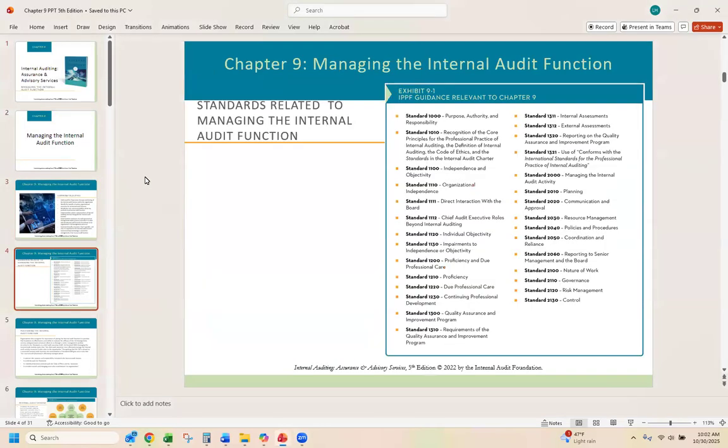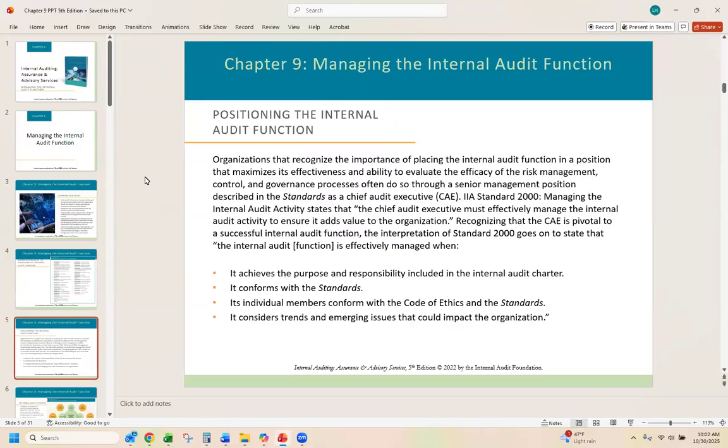Basically all the standards, through the 1000s and 2000s, everything touches on managing it, because everything's related to getting the thing done.